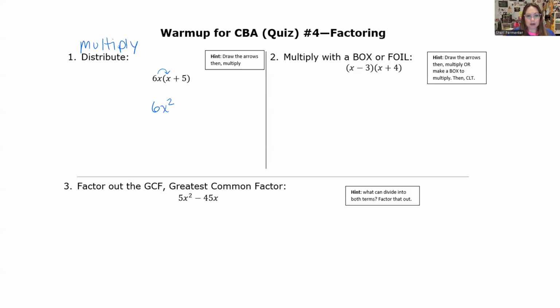Next, we draw the next arrow. 6 times 5 is 30, and there's an x. That's it. Don't forget this x. That's usually the mistake that we make, is we forget this x. There's an x out here, so you've got to multiply it.